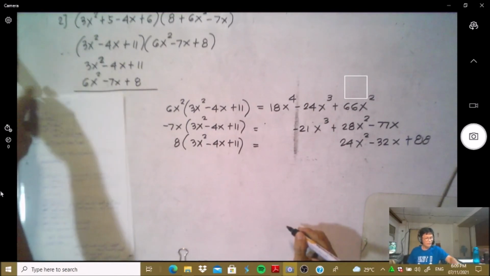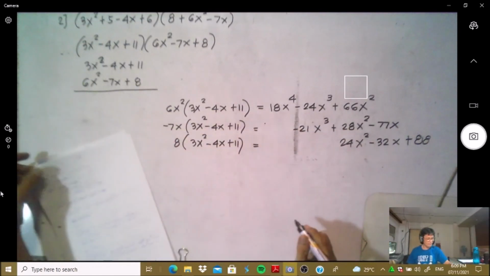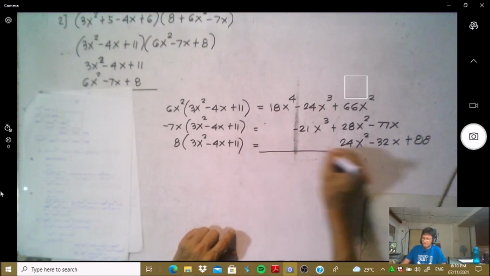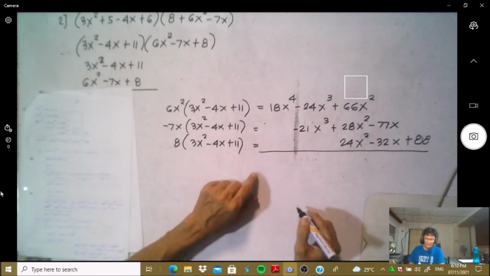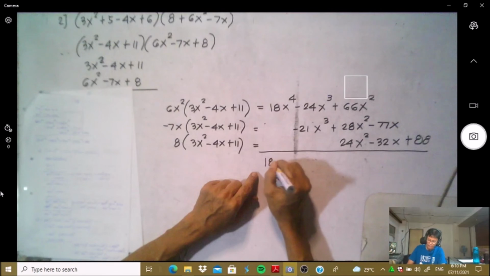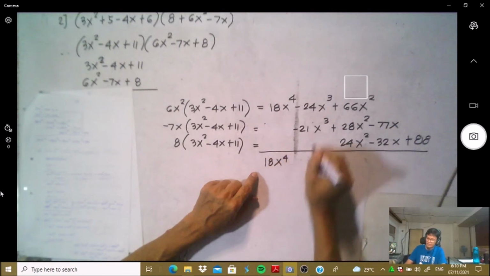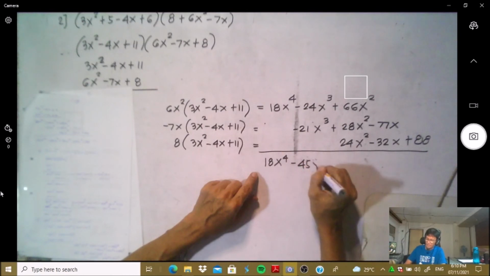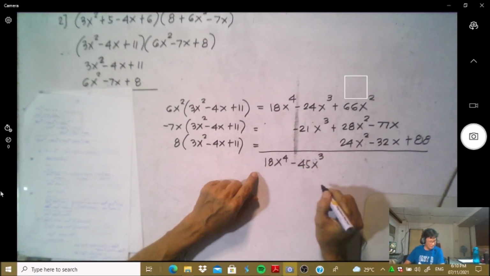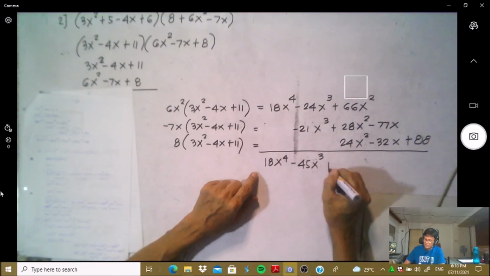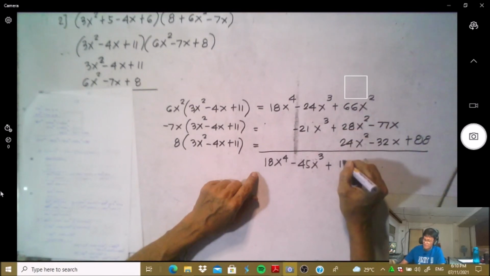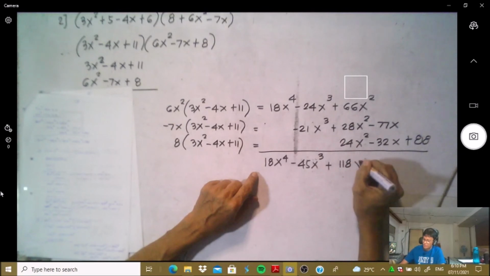Okay, so we can now proceed with addition of this. Actually, we can now add this here to get the final answer. So we have 18x to the fourth, then minus 45x cubed. Okay, 45x cubed plus, we have 118. 66 plus 28 plus 24 is 118. So just use your calculator.